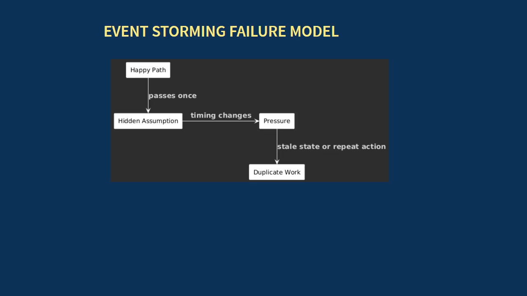A design can pass once under ideal conditions and still be wrong. Why would a passing test still miss the bug? Because timing changes. The same operation can repeat, arrive late, or act on stale state if the event boundary was never made explicit.